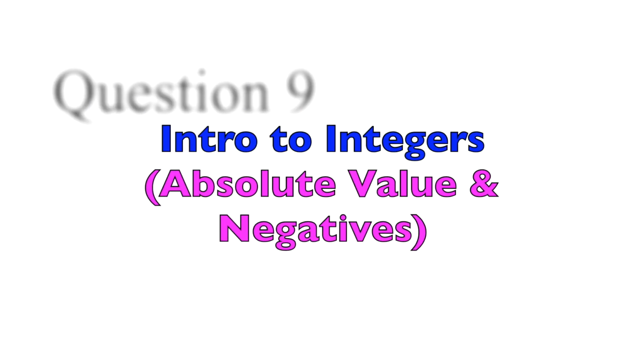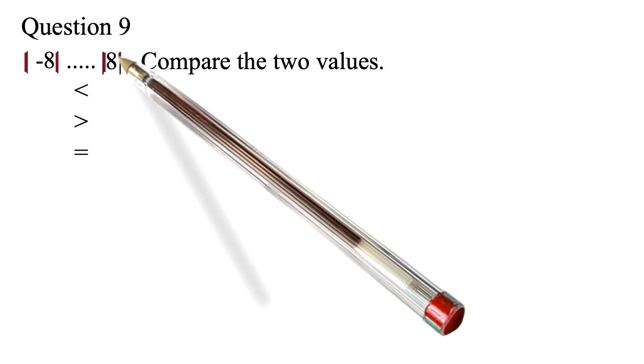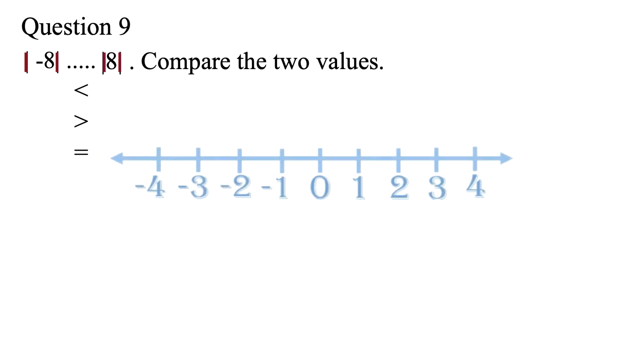Question 9. The absolute value of -8 is less than, greater than, or equal to the absolute value of 8. Compare the two values. When you see these lines with a number, we are dealing with the absolute value. Let's bring our number line to explain absolute values.